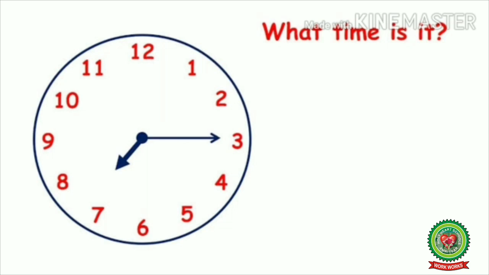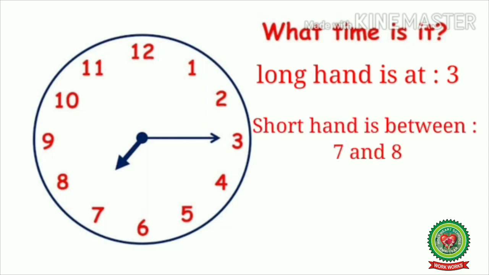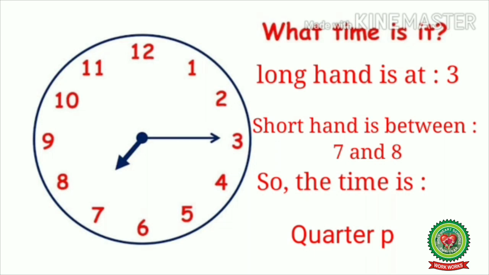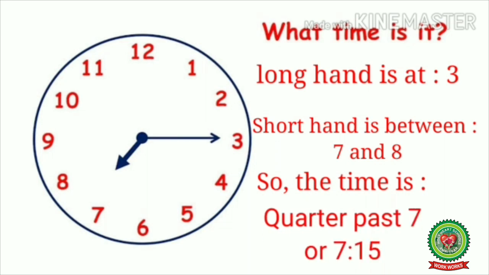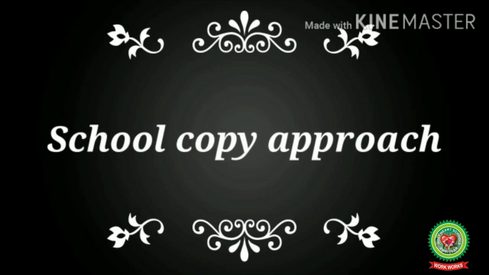Children, now see the clock and tell me what time it is. Here you have to observe two things: longhand and shorthand. Longhand is at 3 and we all know that when the longhand is at 3, 15 minutes has passed. Shorthand is between 7 and 8. So we will write the first number first. And how will we write the time? Quarter past 7 or 7:15.